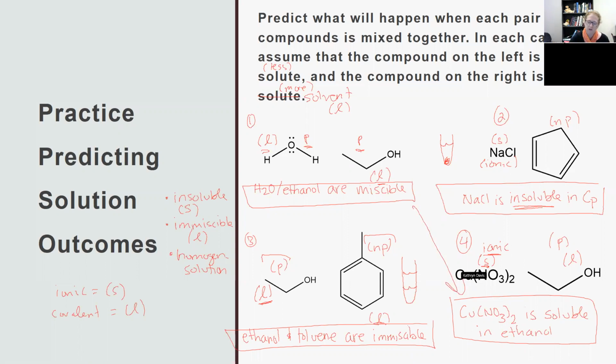So I had two situations where I made a homogeneous solution, and two situations where I had a solid on the bottom or I had two layers of liquids because they did not mix. Being able to predict solution outcomes is important because it's only these miscible soluble ones that go on to do what we're going to talk about in further videos.